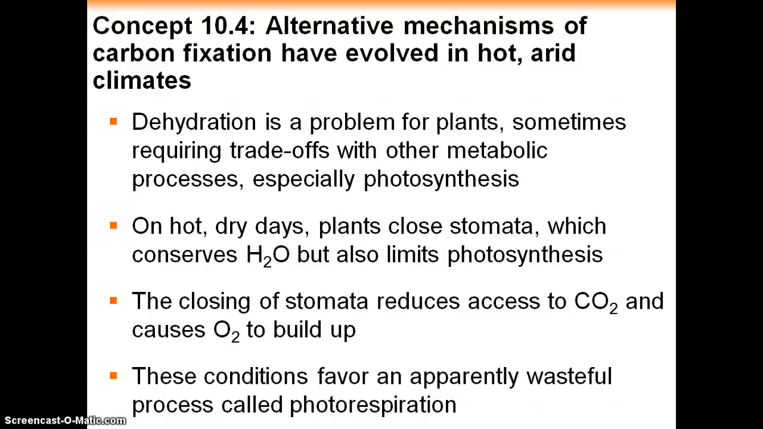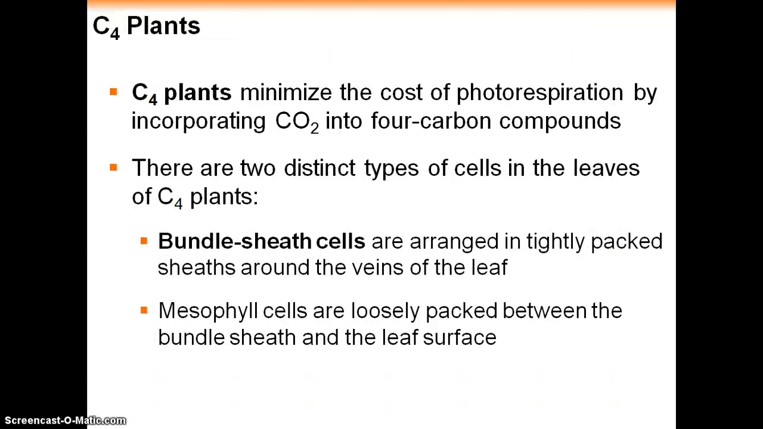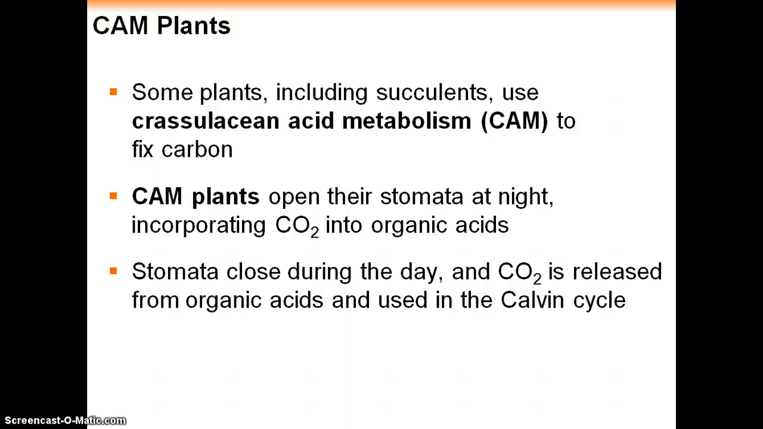It also keeps oxygen, the O2 that is being produced by photosynthesis and the splitting of water. The closing of the stomata is going to keep the O2 from being released from the plant, and so it's going to build up. So what happens is the plant goes into a process called photorespiration. And there are two types of plants that use photorespiration. There's a C4 plant and the CAM plant.